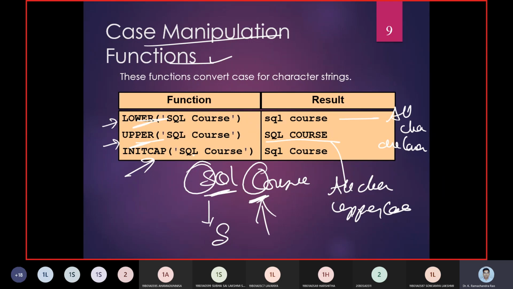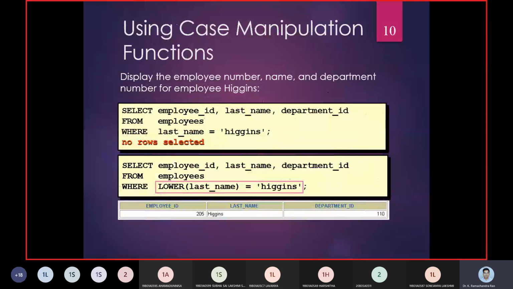So INITCAP gives, in that specific paragraph, in the specified word, only the first character displayed as an uppercase initial character here. Now there is another way of looking at these things.